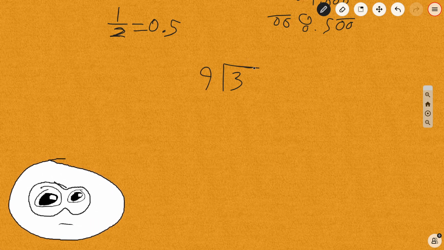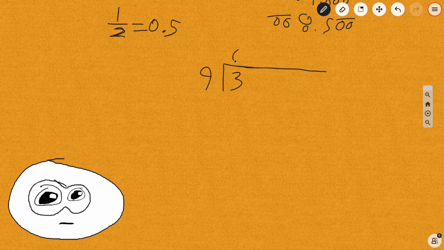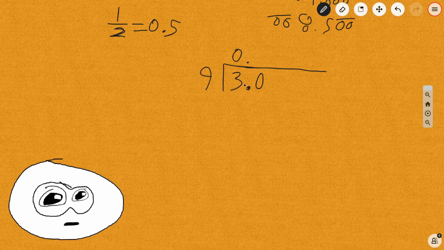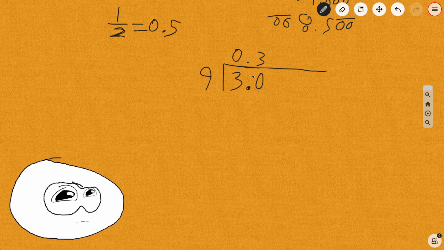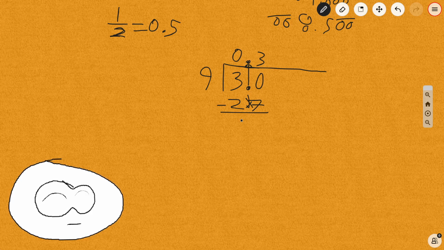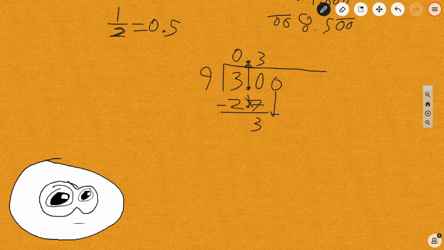How many times does 9 go into 3? 0. So now we gotta start adding zeros until this makes sense. Who knows how long it's gonna take? So how about 30? How many times does 9 go into 30? About 3 times, kind of. Do minus 27. Make sure you carry the decimal up, not down. So then you get 3. Then we're just gonna keep adding zeros.